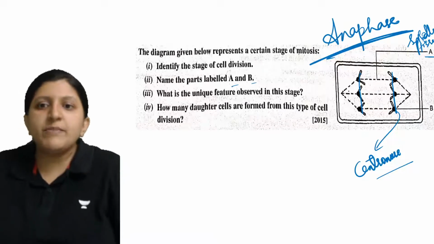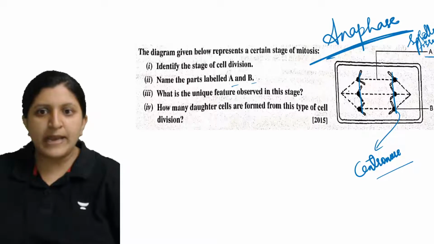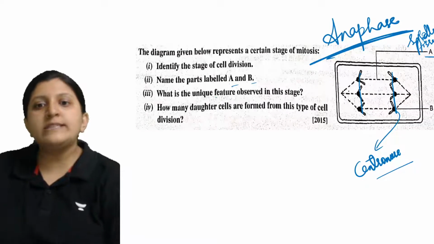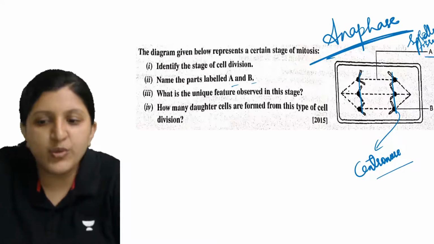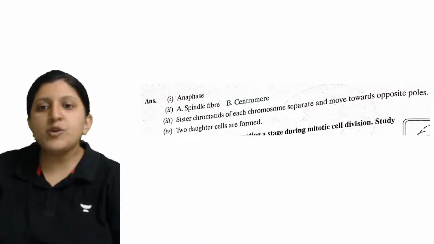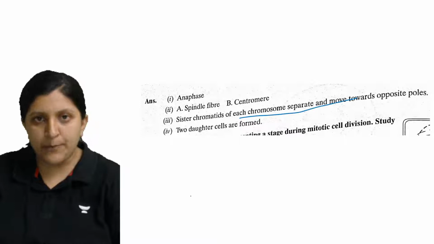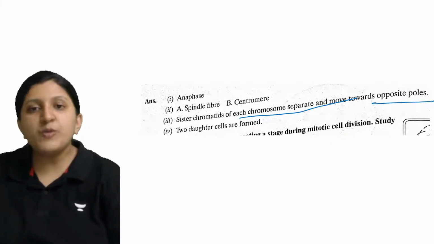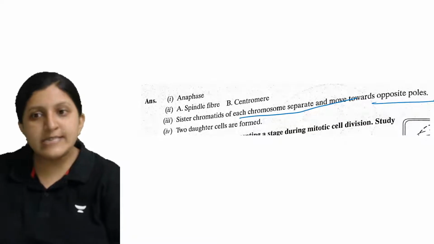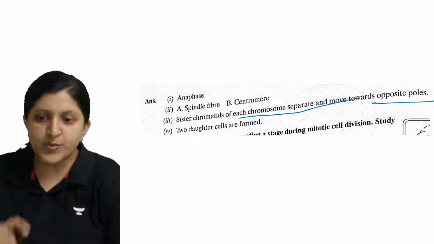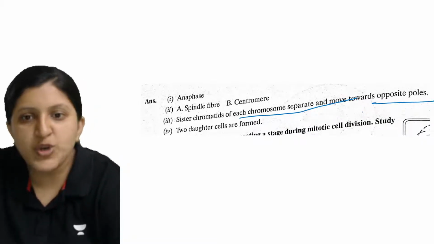The diagram given below represents a certain stage of mitosis. What is the unique feature observed in this stage? Sister chromatids of each chromosome separate and they start to move towards the opposite pole. You can see the movement of these sister chromatids towards the opposite pole. So that is the unique feature of this stage.